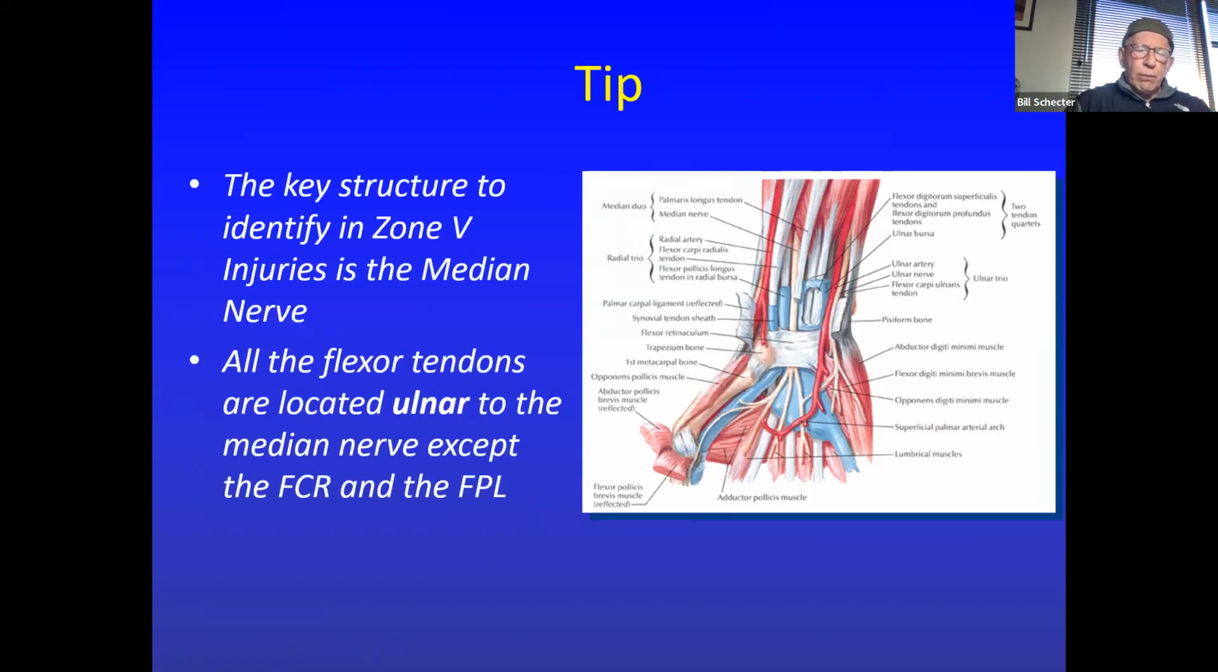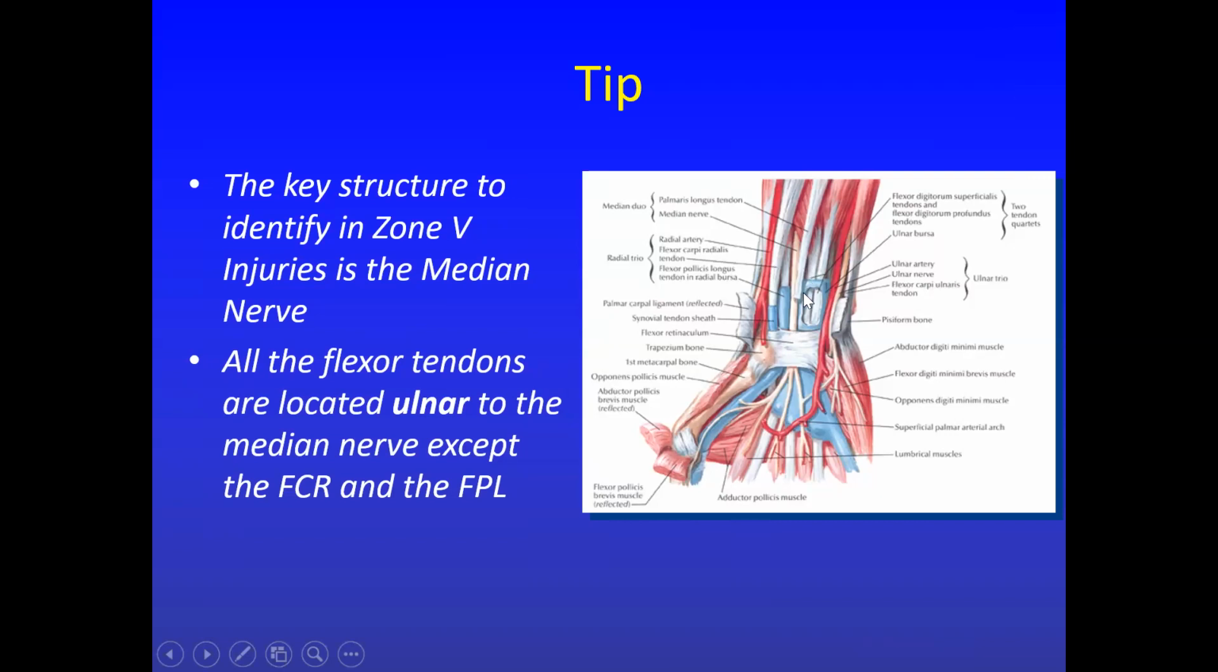Now, here's an important tip for those of you who are going to be dealing with zone 5 flexor tendon injuries, and that is the key to dissection in the volar forearm, proximal to the carpal tunnel, is the median nerve. You've got to identify and preserve the median nerve, which is right here. It's located right underneath the palmaris longus tendon, which you can see here.